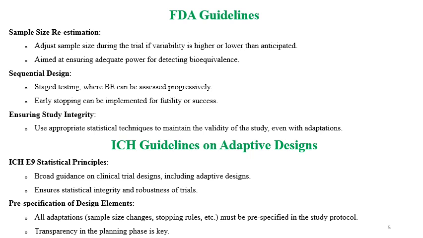Now see the ICH guidelines on adaptive designs. The ICH E9 guideline provides the statistical principles. It is a broad guidance on clinical trial designs including adaptive designs. It ensures statistical integrity and robustness of the trials. Pre-specification of design elements: all adaptations, sample size changes, stopping rules, etc. must be pre-specified in the study protocol. Transparency in the planning phase is key.